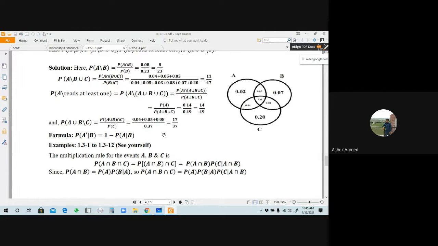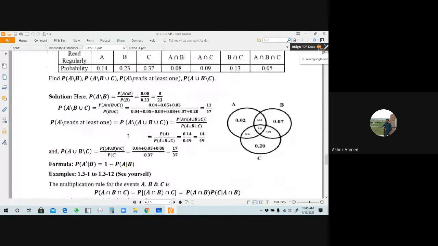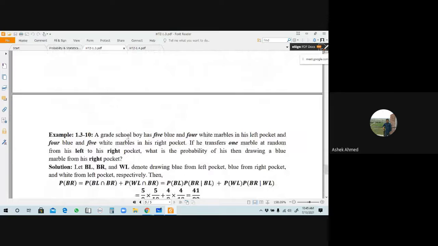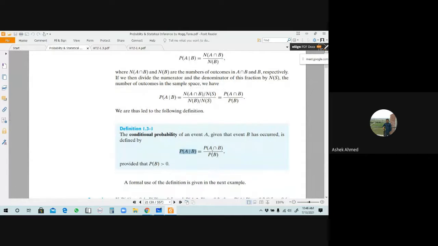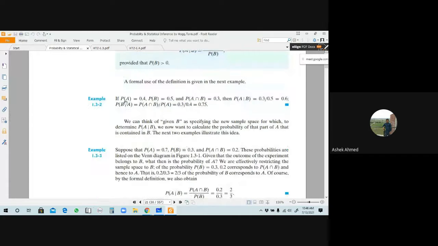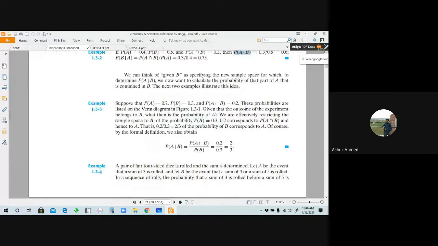I have already discussed some problems from my lecture note in the last class. Today I will discuss some examples from a textbook. We know about this formula. If the values of probability of A, B, and A intersection B are given, from here we can find out this value easily. So similarly, you can solve example number 3 also. This is your homework. But now, I will discuss example number 4.